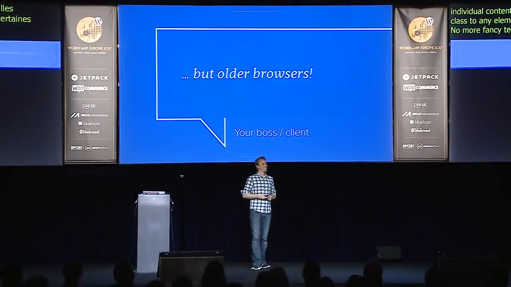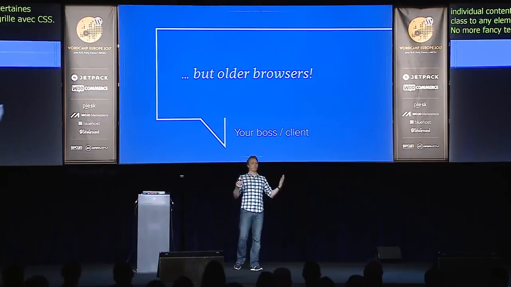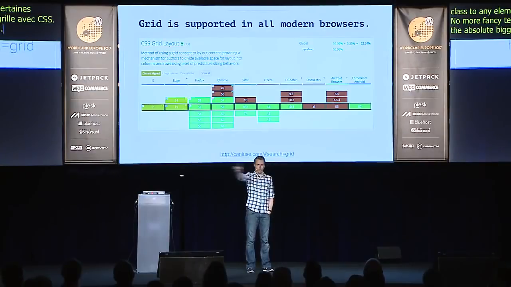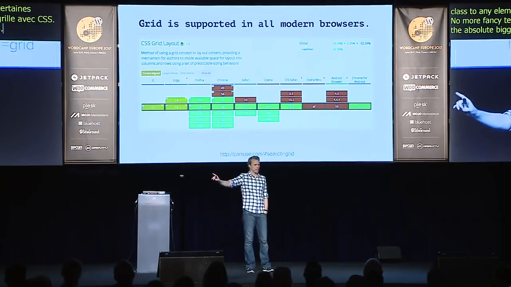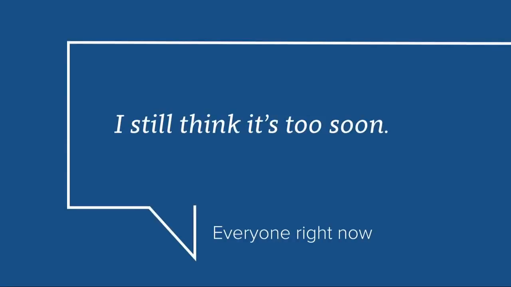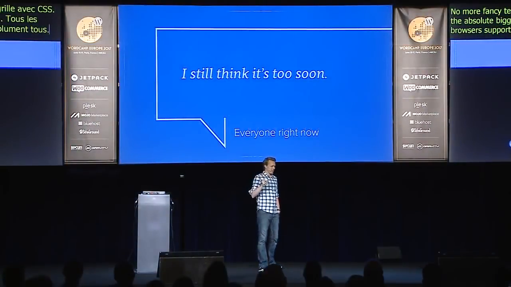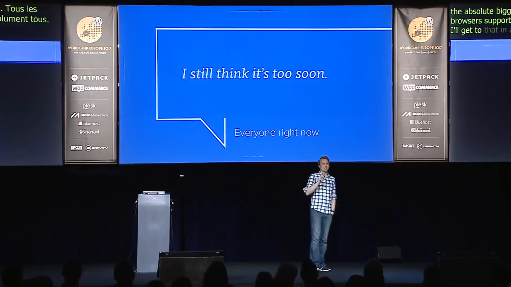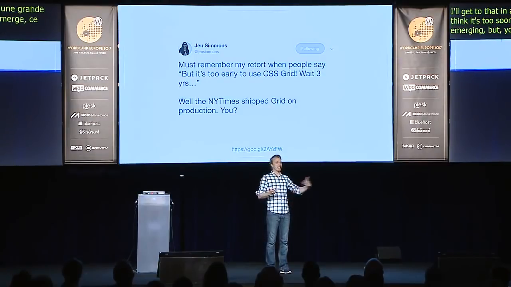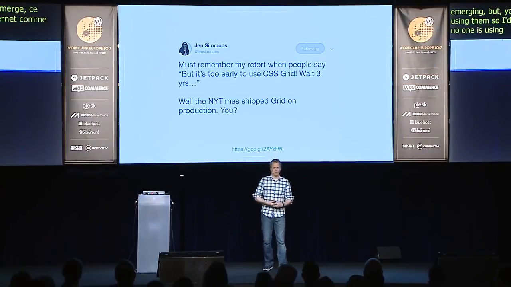But older browsers, this is the absolute biggest argument against CSS Grid. First of all, modern browsers support CSS Grid now. Every single one of them. There's an issue, but I'll get to that in a second. Before we get to that, there's also the question of, I think it's too soon. This is emerging technology. It's not mature yet. True, it's emerging technology. But you know, big websites like the New York Times have started using them. So I'd say any client that says we're not ready for this yet because no one is using it can be urged forward. This is something we can do today.